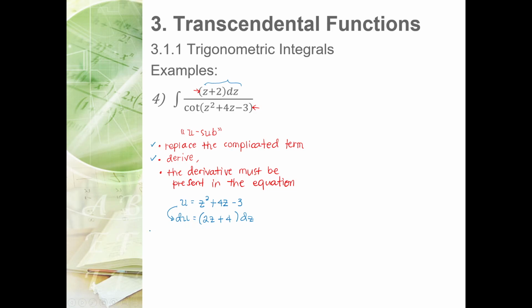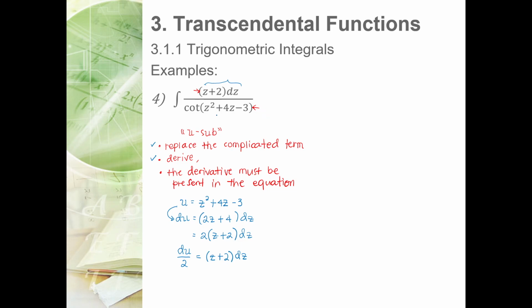So we need to make some adjustments for us to replicate the given term in the integrand. So we need to factor out 2 here. So you have 2 times z plus 2 dz. And then divide 2 to the other side for us to fully replicate the term in the numerator. So du all over 2 is equal to z plus 2 dz.